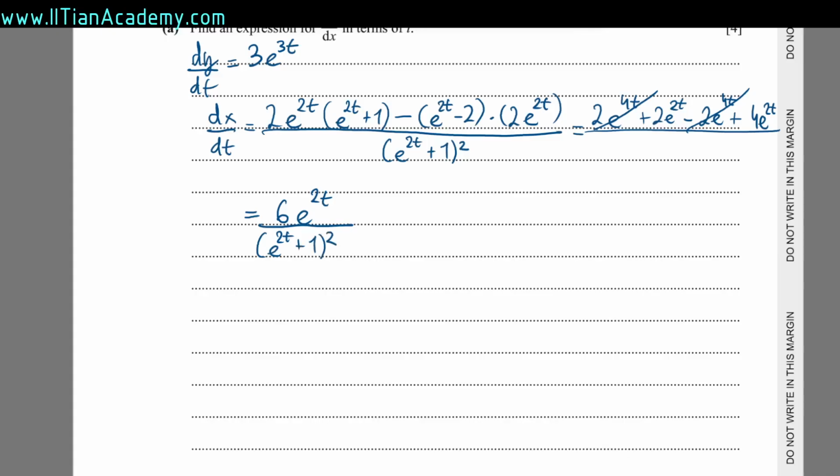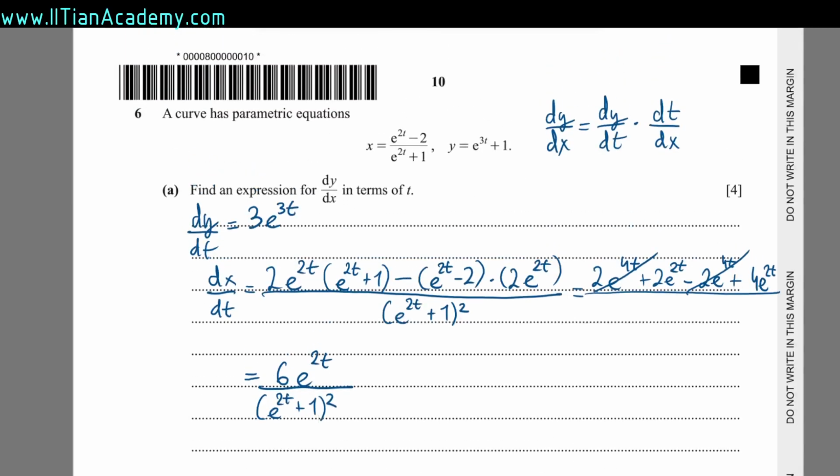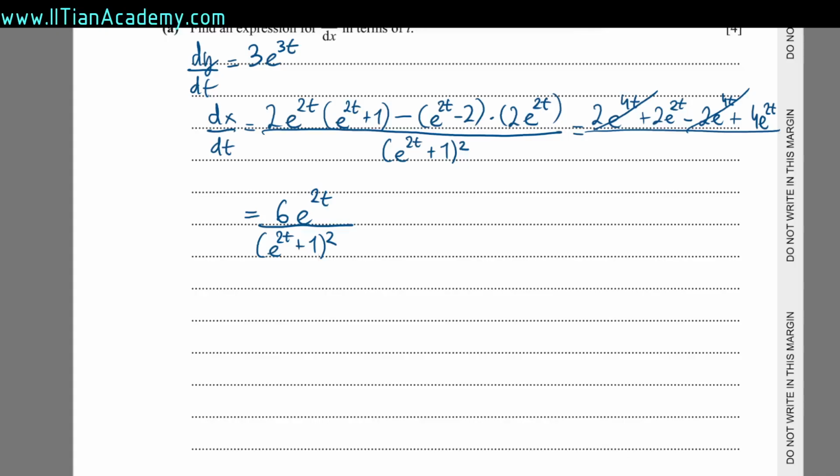And now we just have to go back to the original formula I wrote over here. We just need to multiply these two expressions together. Noting that we have calculated dx/dt, we need the reciprocal of it. So what we can say now is that dy/dx is just 3 times e to the 3t, multiplied with the reciprocal of what we have found over here. Just like this.